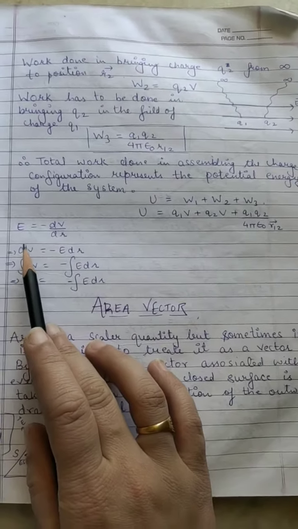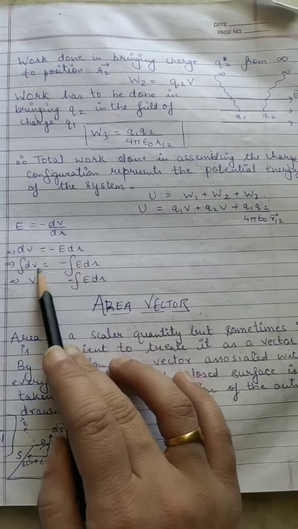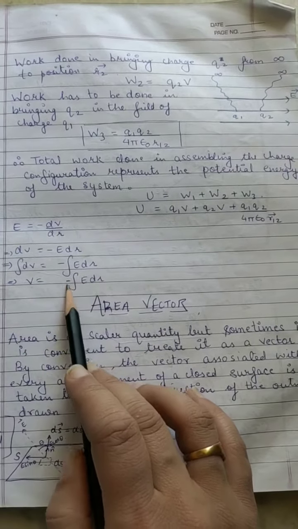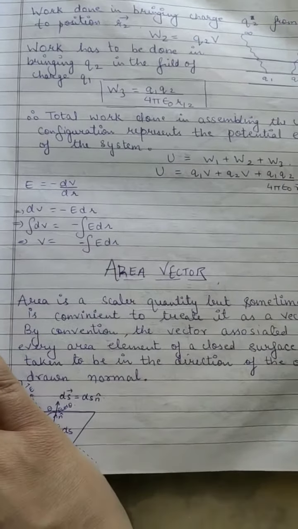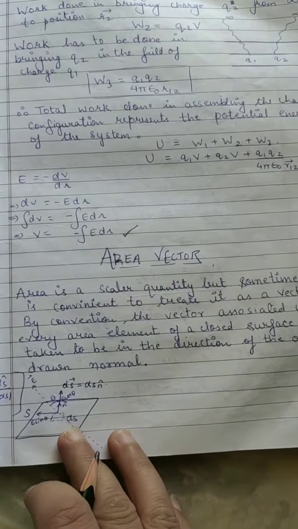We derived the formula E is equal to minus dV upon dr, so dV is equal to minus E dr. Integrating and taking the limits, V is equal to minus integration of E dot dr. This is one more formula relating potential and electric field.